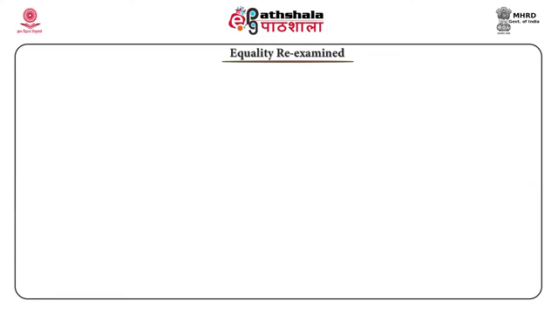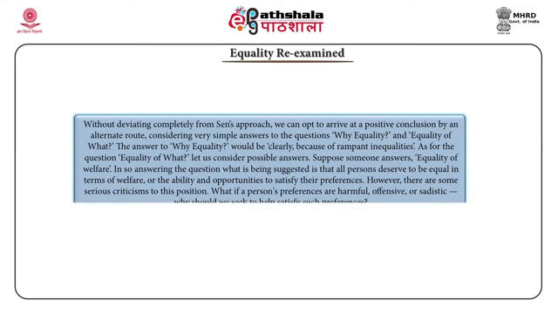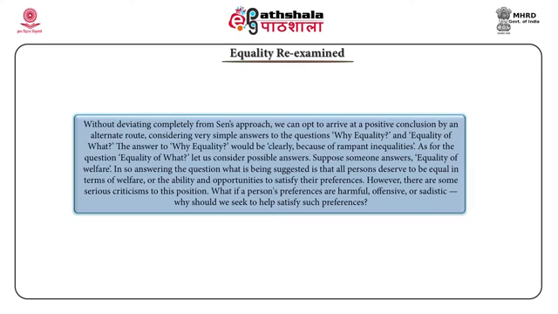Now, let's not move away from Sen's approach, but what we have to consider is why equality? Equality of what? The answer that Sen is suggesting is why equality is because of clear, rampant inequalities. This is the premise, in some respects, of his idea of justice. What do we need to focus on? An ideal theory of justice or the fact of manifest injustice?